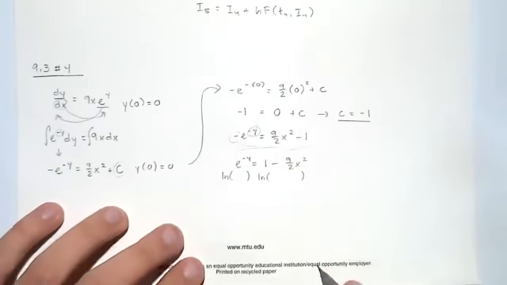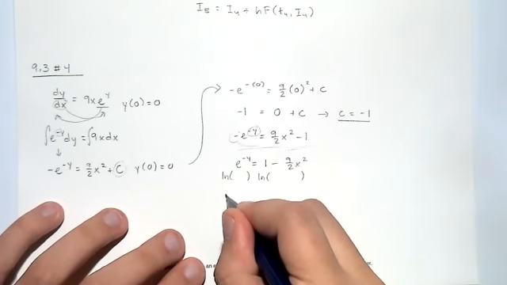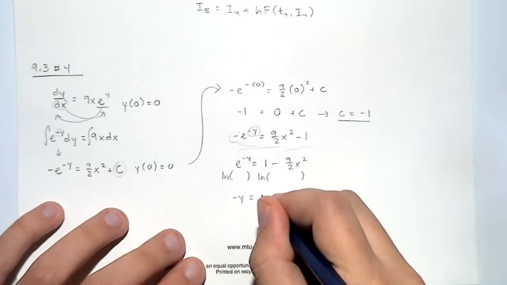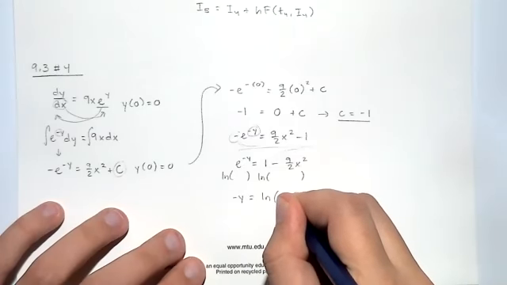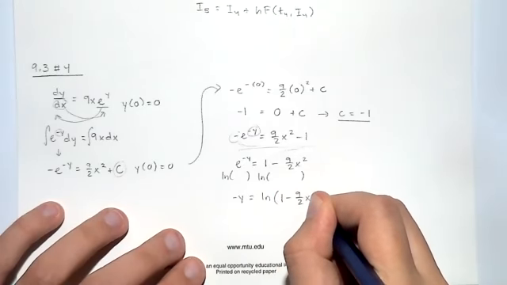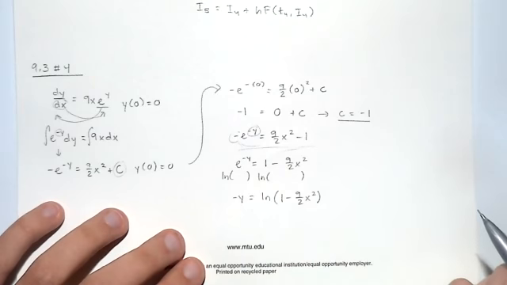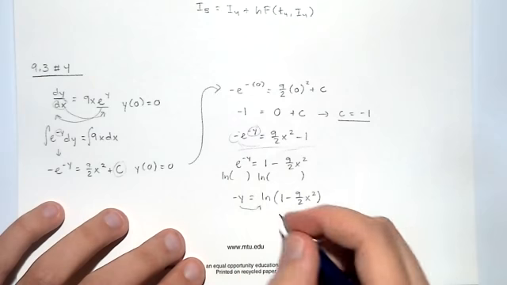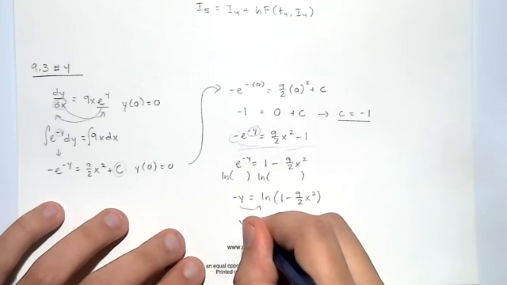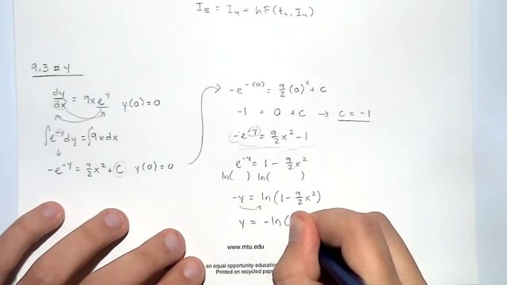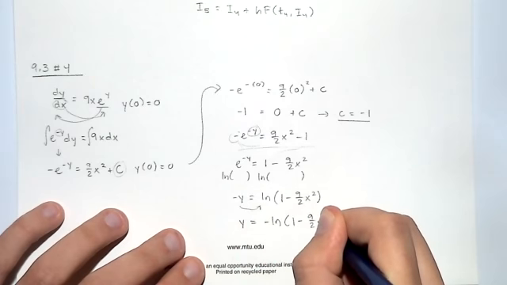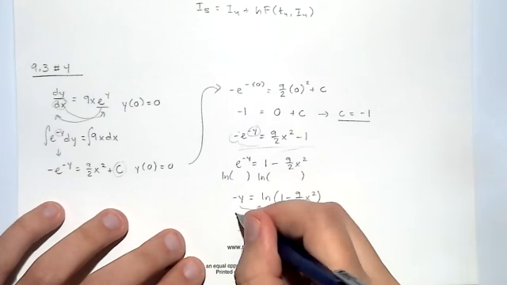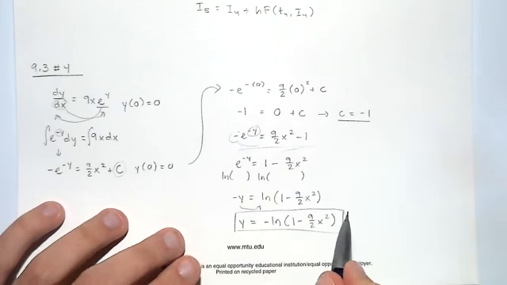And so we can rewrite that as negative y is equal to the natural log of 1 minus 9/2 x squared, which isn't too bad. And then we just want to do with the negative the same thing that we did earlier and just put it on the other side so that y is equal to a negative natural log of 1 minus 9/2 x squared. And so this would be the super final, super complete answer.